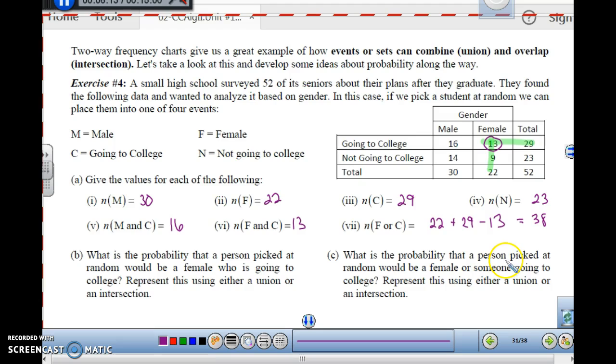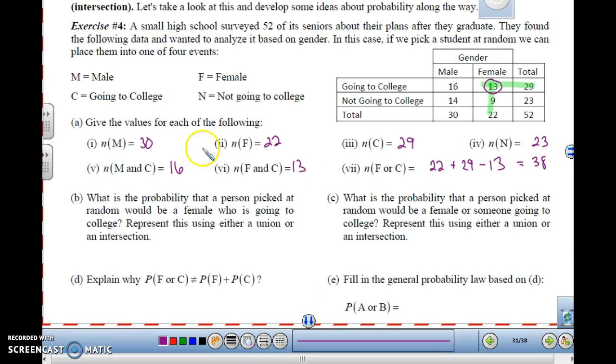So basically when I added these together, you have to be aware that you have to take out the intersection. I've added 13 twice, so I have to take one of them out. So 22 plus 29 minus 13 is equal to 38.